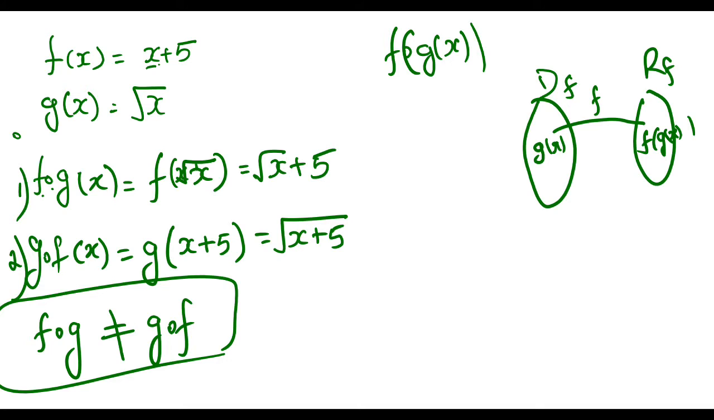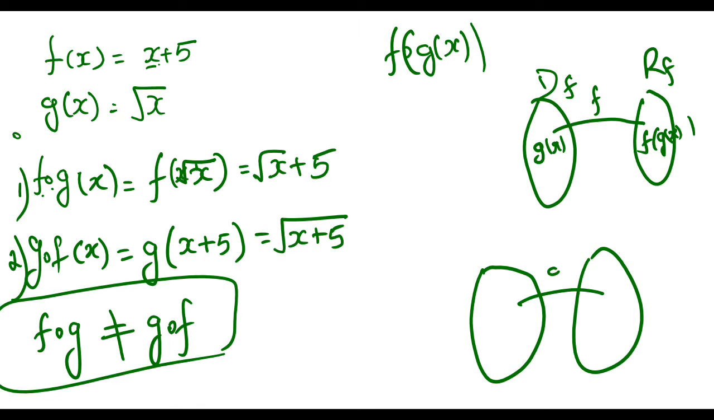So what is g of x? If I make another diagram for g of x, what is g of x? This is g. So I take x here. When I have domain of g, which is x, and if I plug in x into g, I get g of x in the range of g, right? So we can see that these two sets are the same, right?